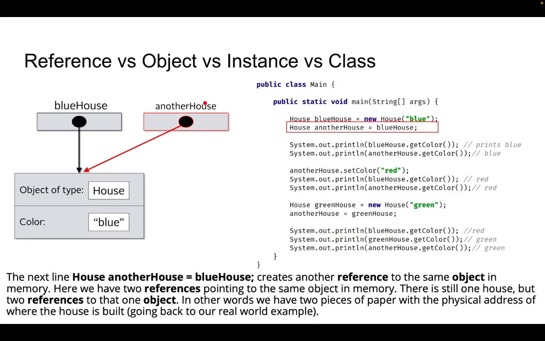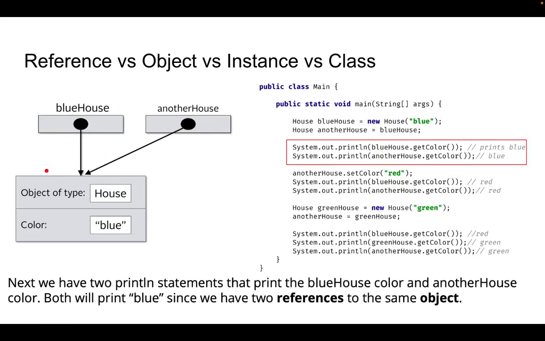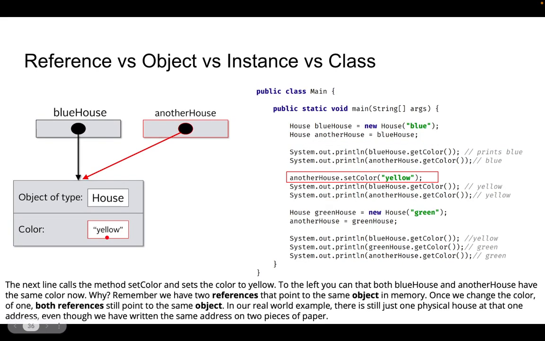Okay, now we have two references and one object in this case, and once we try to print it, both will print the same output because both the references point to the same memory location, in this case the memory location of the object. Now what you try to do is, using the reference of another house, change the color of the house.